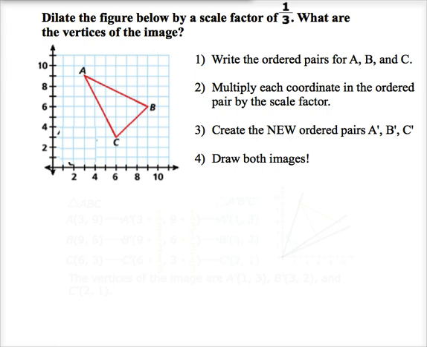First, you're going to write the ordered pairs for A, B, and C. Then you're going to multiply each coordinate in the ordered pair by the scale factor, in this case 1/3. Then you're going to create new ordered pairs for A, B, and C, and you can draw both images. Please take a moment to do that in your notes.